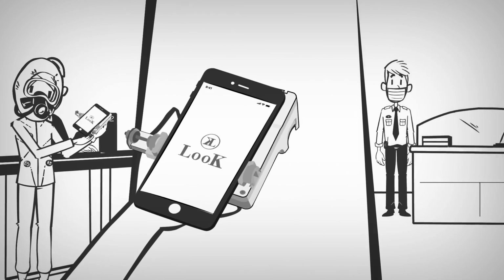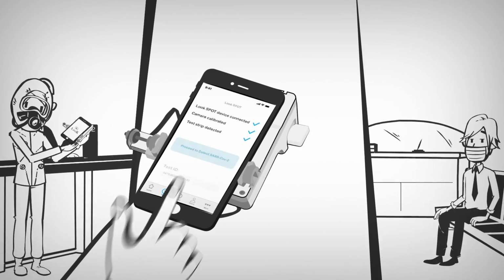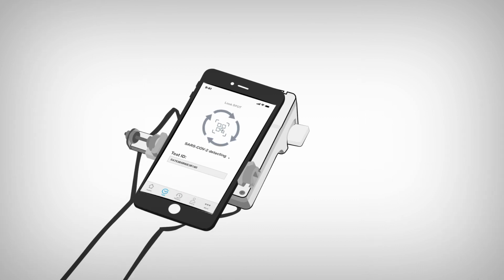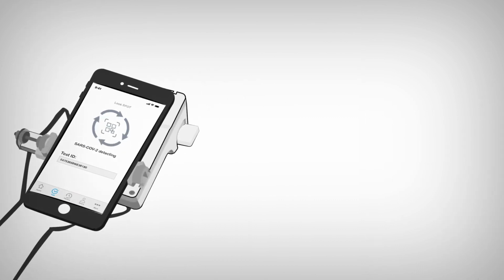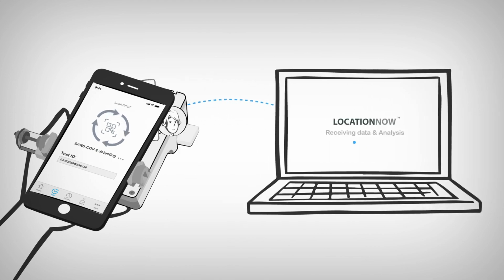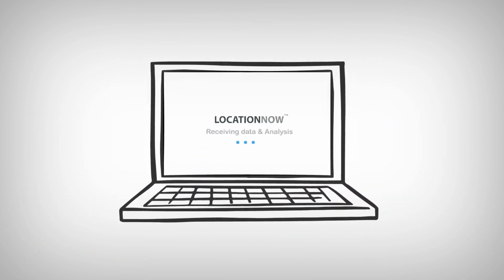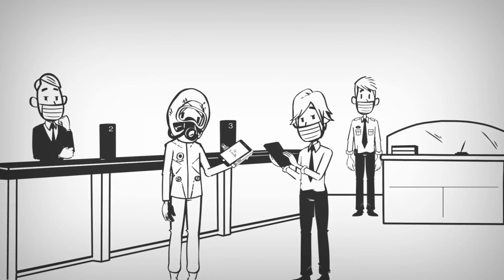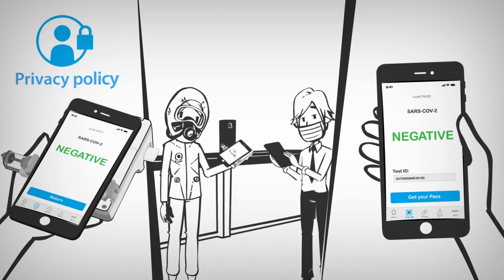Mary then inserts the antigen cassette into LookSpot Reader. LookSpot Reader detects the ID of the antigen cassette assigned to John. LookSpot App begins to send images of the sample reading to Location Now AI Cloud for analysis. Location Now AI Cloud analyzes the color intensity of the samples and returns the result to Mary and John within 5 minutes.